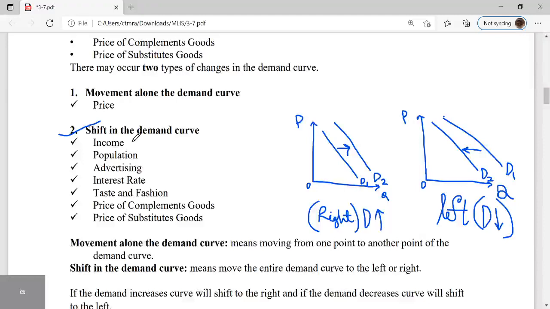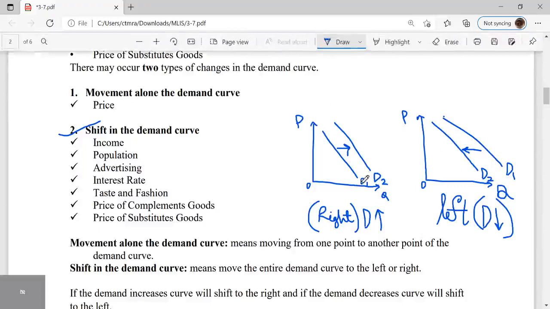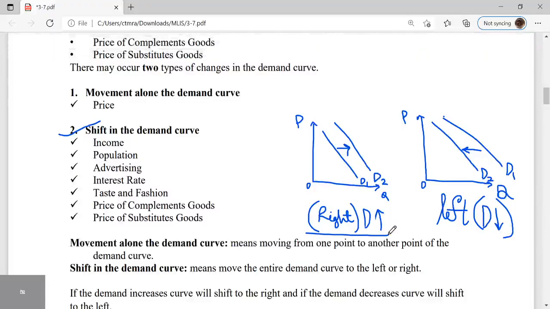Suppose your favorite food was pizza. What will happen to demand for pizza? How much pizza will you take? It will increase, right? At the same price you will be having more pizza. That means that your income is rising. As a result, demand for pizza will rise. So which one will be the diagram for this? This one, right? There will be a rightward shift of the demand curve because demand is increasing. At the same price, we are having more demand. Quantity demanded is increasing.